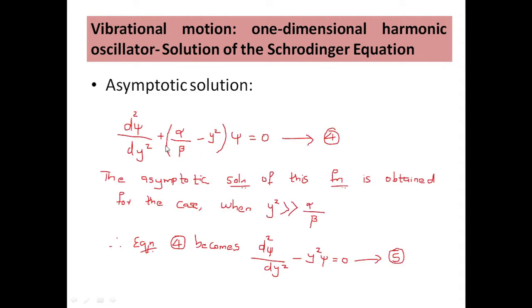Now we will move to the asymptotic solution of this wave function. For finding the asymptotic solution, we will consider a case where y squared is very much greater than alpha by beta. So in equation 4, when alpha by beta is very small, equation 4 gets reduced to d squared psi by dy squared minus y squared into psi is equal to 0. We will call this equation 5.